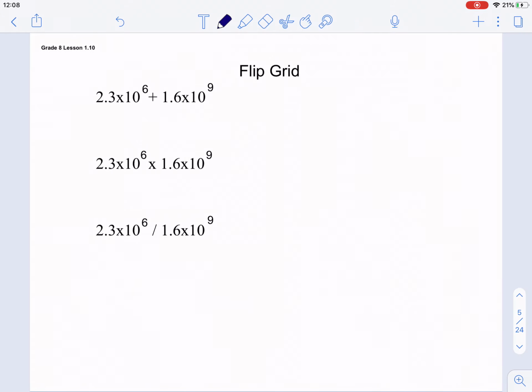Now, complete these 3 problems and upload them to the Flipgrid.